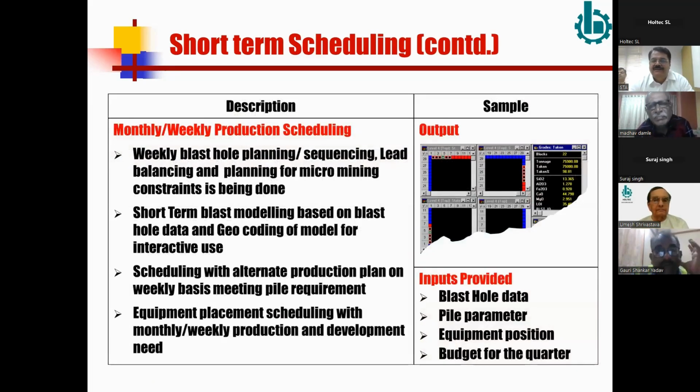For short-term planning, the weekly blast hole planning is being made and sent, and sequencing is being made. Load balancing has also been carried out, and small micro mining constraints have been considered in this short-term scheduling. Based on the blast hole data results, a blast model is prepared. You can see on the right side of the screen, this is the output from the QSO. You can see the red color blocks, which have been selected at different places in the mine for exploitation with an alternate schedule also. And based upon the scheduling, equipment allocation planning has also been done.